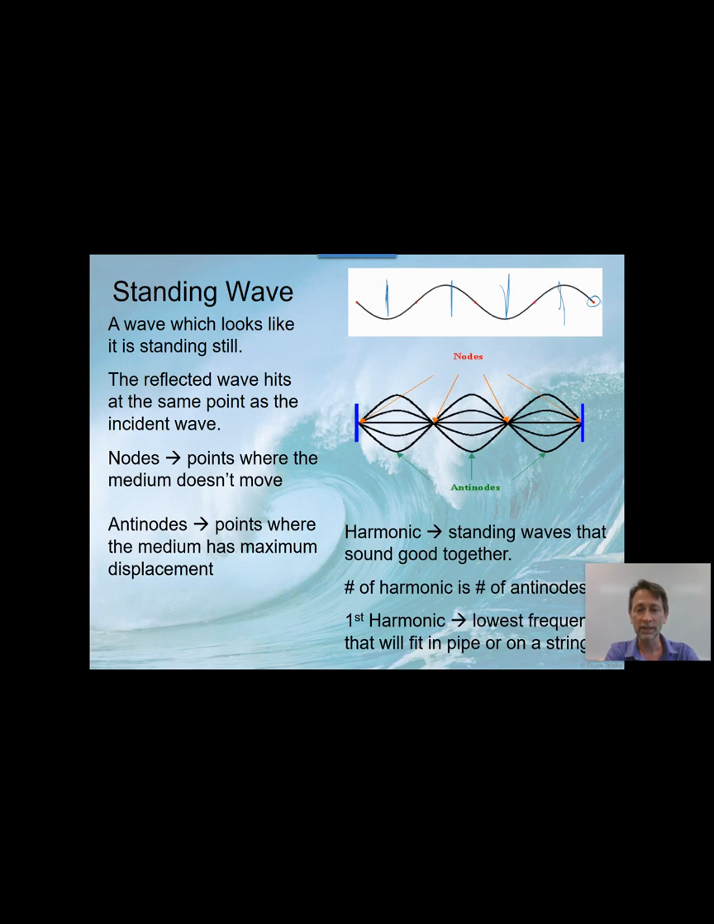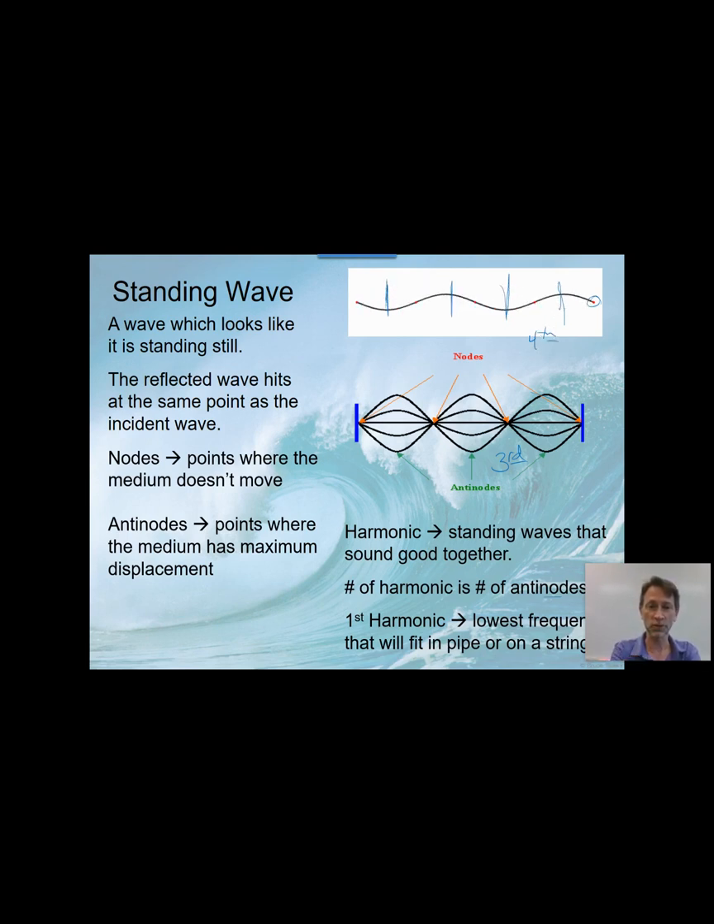So harmonic is a standing wave that sounds good together. The number of the harmonic is the number of antinodes. So I would look at this picture right here, and I would say that this is the third harmonic. If you look at the one above, which harmonic is that going to be? There are 1, 2, 3, 4 bubbles. So it looks like it's going to be the fourth harmonic, right?